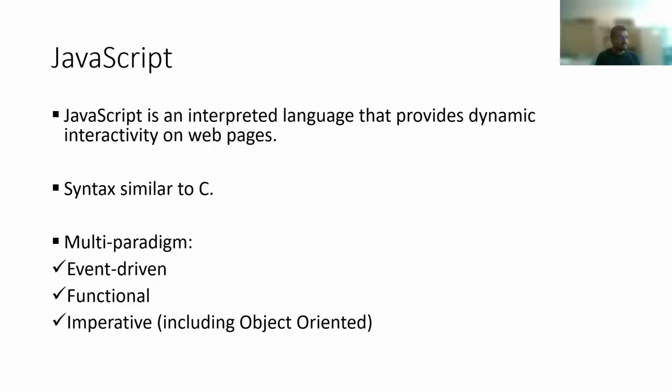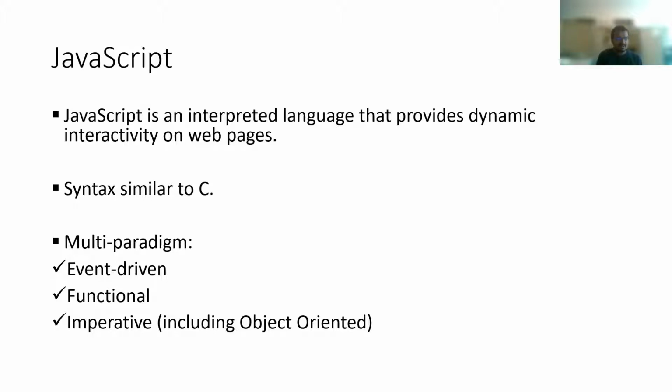So this is more an interpreted language, not a full programming language by definition, because traditionally when I think of programming language, they create some executable file like an exe file or some app. For this case, we just execute line by line, right? So that's why it is interpreted language. It provides dynamic interactivity on web pages. So the syntax is similar to C.